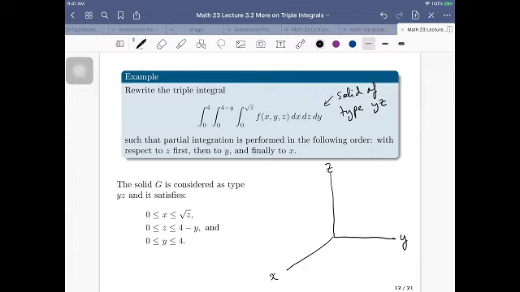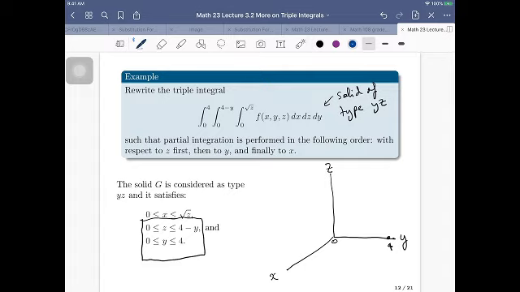The first thing that I should draw is the projection of the solid onto the YZ plane, because this is a solid of type YZ. So I'm just going to focus my attention on these two variables with their respective limits of integration. Here y is between 0 and 4, and then z is between 0 and 4 minus y.